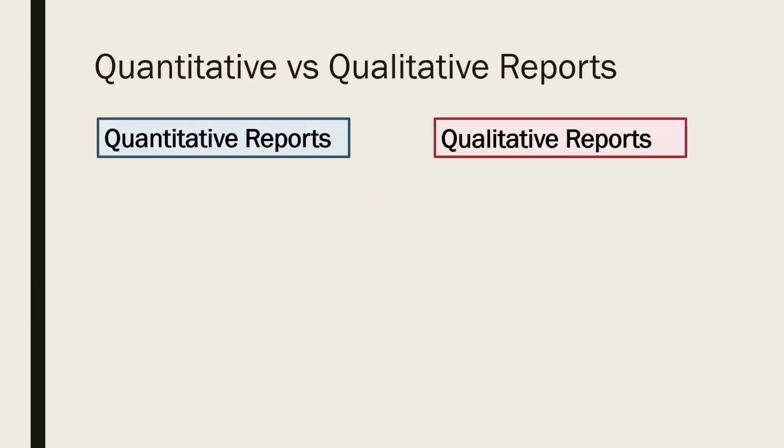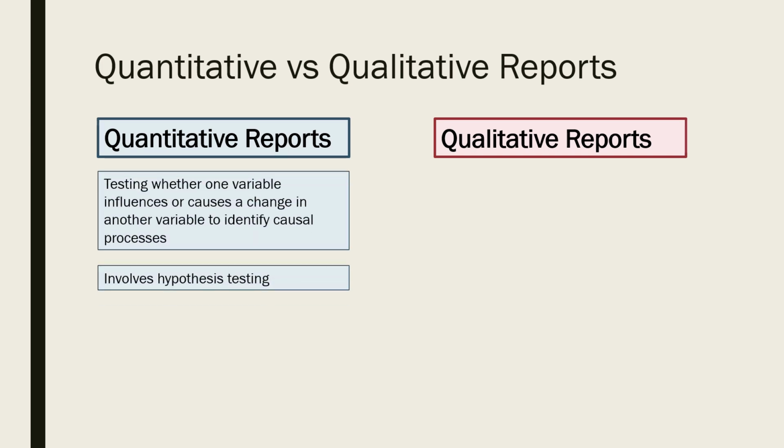So what are the main differences between a quantitative and qualitative report? Firstly, quantitative reports are written following the conducting of an experiment or observational design, both of which involve testing whether one variable, the independent variable, influences or causes a change in another variable, the dependent variable. In the case of an experiment, the independent variable is deliberately manipulated by the researcher, whereas in an observational design, the independent variable changes naturally. In both instances, however, the aim is to identify causal processes and involves hypothesis testing.